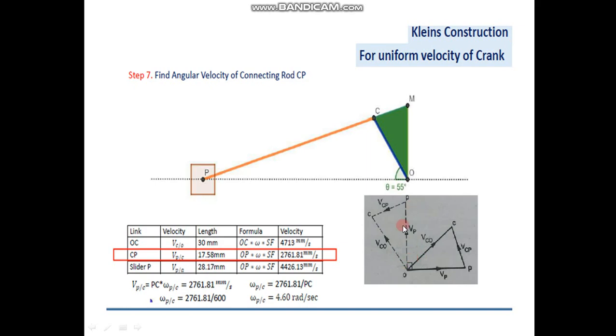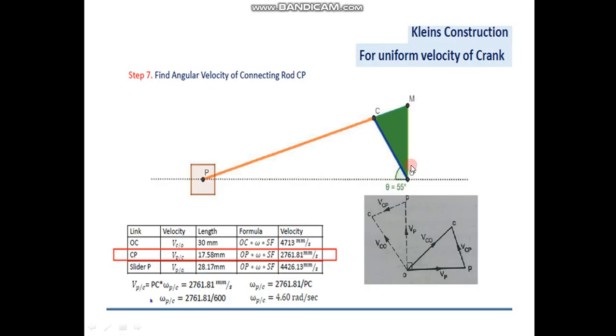This OP represents velocity of piston. If these two triangles are the same, this OM must represent velocity of piston. This CM is similar to CP. What is CP? It is the connecting rod, so CM gives you velocity of connecting rod, while this OC represents velocity of the crank.